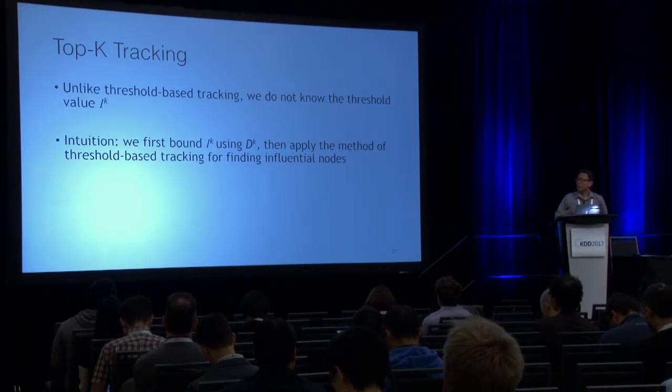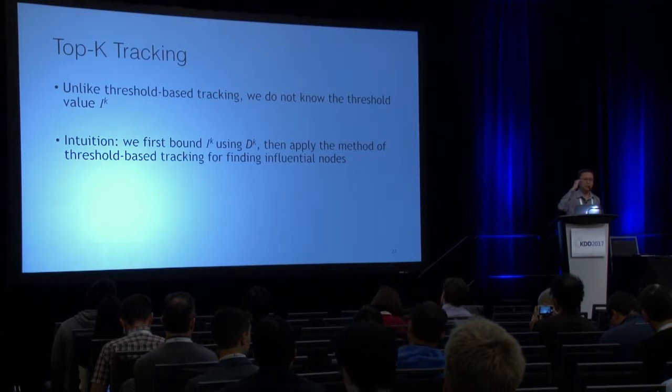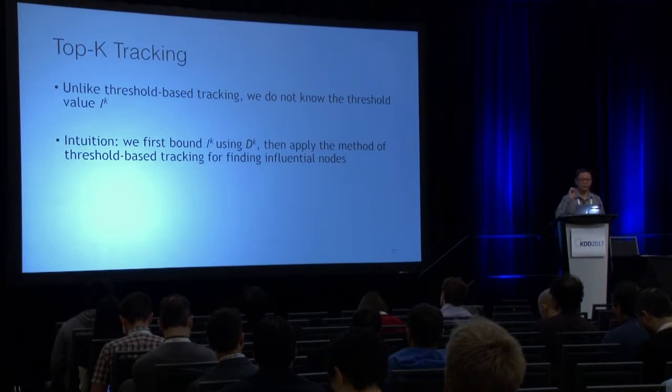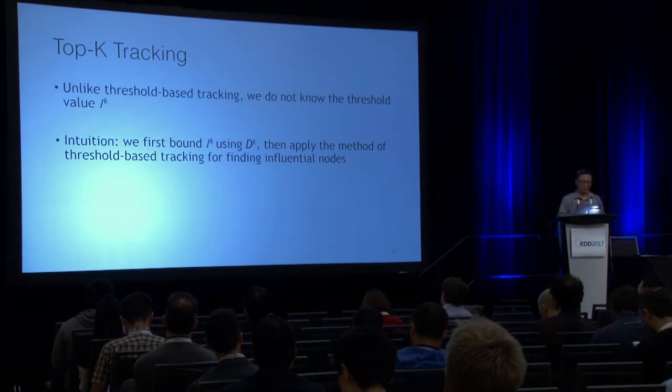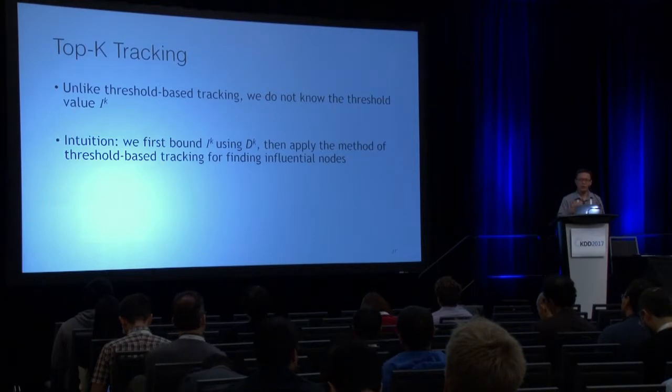Well, when we use threshold-based checking, meaning I want to retrieve all the influential nodes whose influence is over a threshold, the previous model works nicely. However, if you want to do top-k checking, things are a little bit tricky because we do not know the threshold value I_k. So what we can do is first bound this I_k using a sample set, and then we apply the method of threshold-based checking for finding the influential nodes, and we approach the top-k list here.